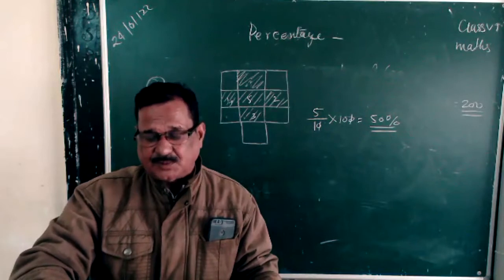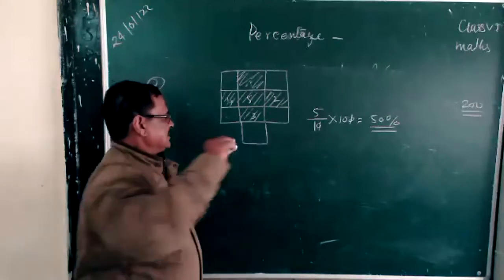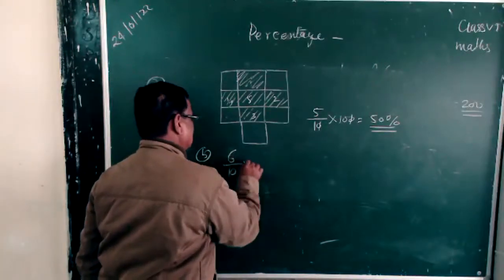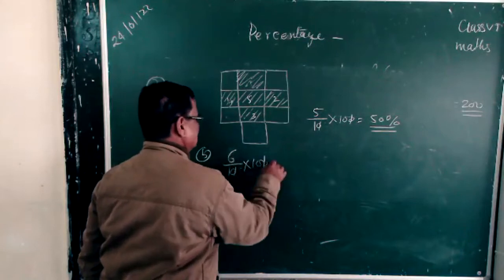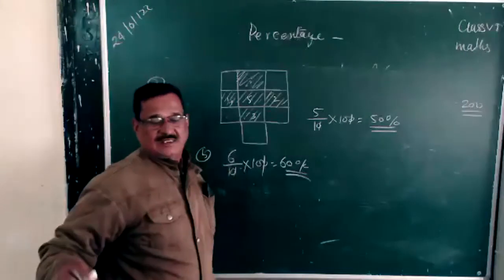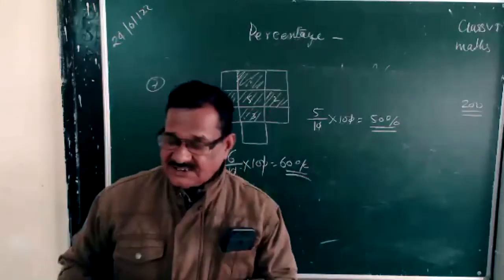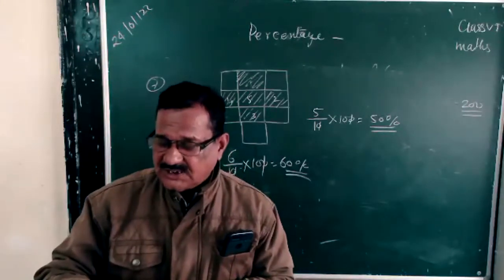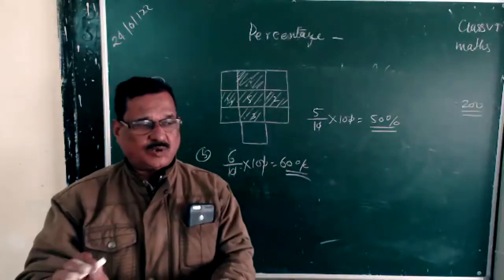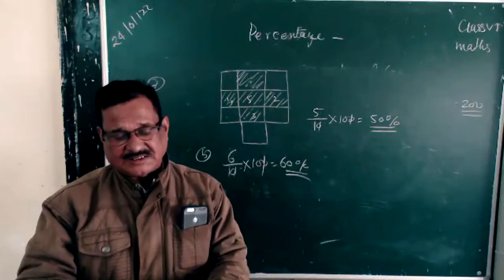1, 2, 3, 4, 6 is shaded. So you can write 6 by 10 into 100. The 0, 0 cancel, 60% are shaded. This way, here how many? 1, 2, 3, 4, 5, 10, and 4 is shaded. Then 4 by 10 into 100, 40% is shaded.